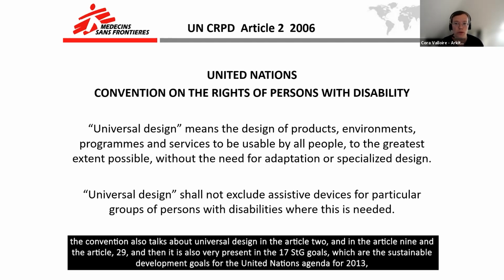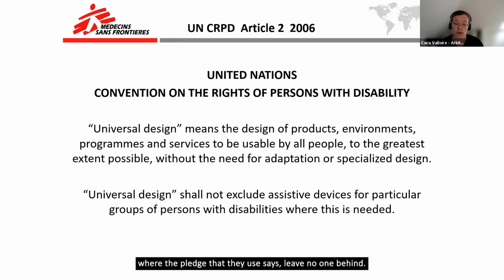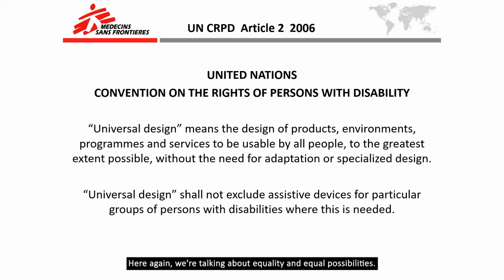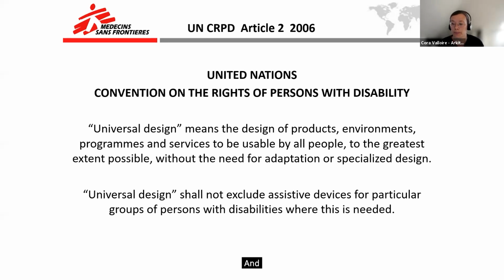The convention also talks about universal design in Article 2, Article 9 and Article 29. And it is also very present in the 17 SDGs, the Sustainable Development Goals of the United Nations Agenda for 2030, where the pledge says, leave no one behind. Here again, we are talking about equality and equal possibilities, and yes, participation for everybody. Next slide.